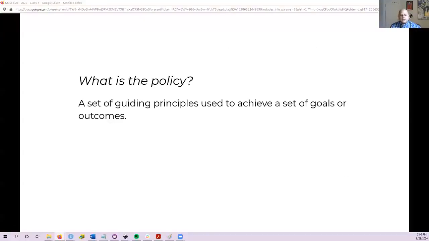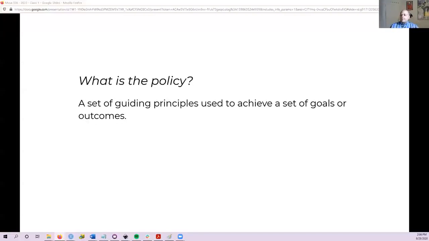And to do that, it starts off by asking, what is the policy? Policy is a set of guiding principles used to achieve a set of policy goals or outcomes. And if the data scientist does not know the policy, then it's going to be really difficult to design solutions to achieve the policy goals. And not knowing the policy is the engineering approach. It's just diving in, right? We need to step back and we need to understand the policy.